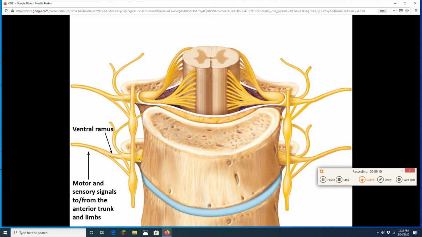Now bear in mind there are 31 pairs of spinal nerves. So there have to be 31 pairs of ventral rami and 31 pairs of dorsal rami. 31 pairs of ventral roots, 31 pairs of dorsal roots, 31 pairs of dorsal root ganglia as well.